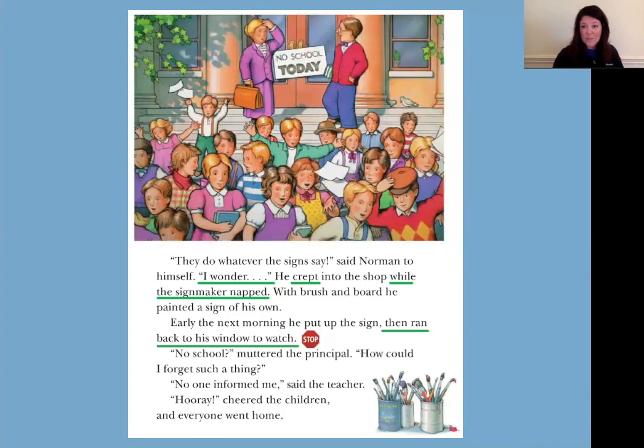All right, what's the effect of Norman's sign? Yeah, people read the sign, assume there's no school, and go home. Oh my goodness.